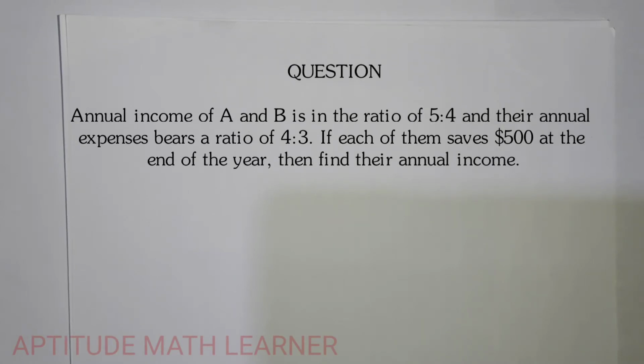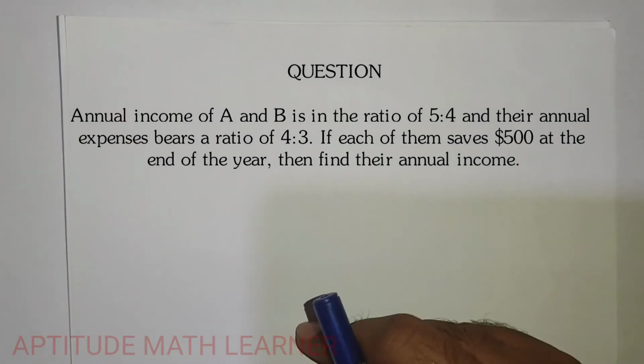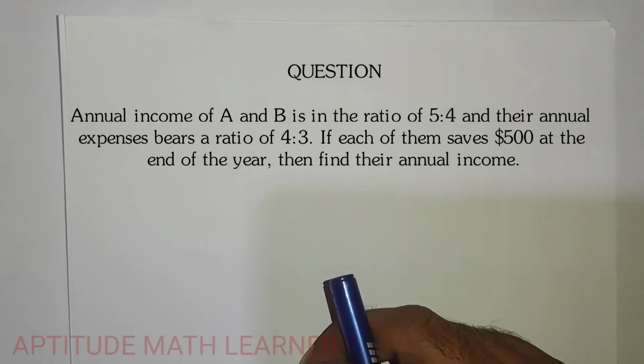So today we are having a very nice and interesting question on expenses and annual income. The question is: the annual incomes of A and B are in the ratio 5:4 and their annual expenses bear a ratio 4:3. If each of them saves rupees 500 at the end of the year, then find their annual income.